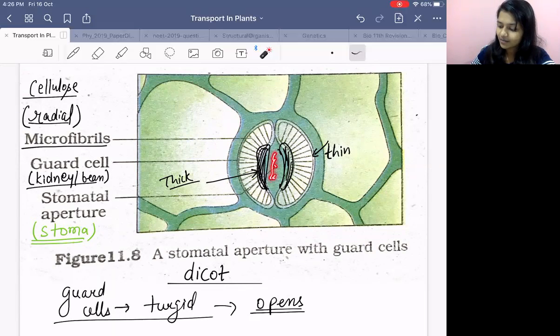This is the stoma, the opening. The inner wall is what? The inner wall is thick and inelastic, right? That is why it is not moving. The outer wall is what? Thin. The outer wall is thin and elastic.